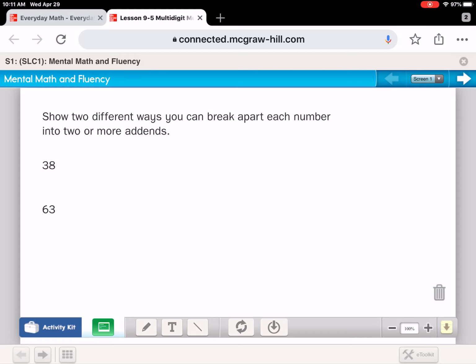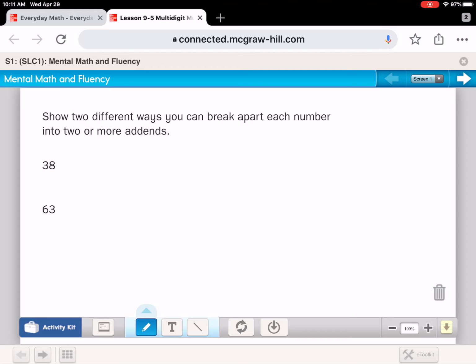On your piece of paper, I'd like you to write down two different ways you could break apart the number 38 into two or more addends. That means you could break apart 38 into what plus what, or even what plus what plus what. Go ahead and write down two different ways.